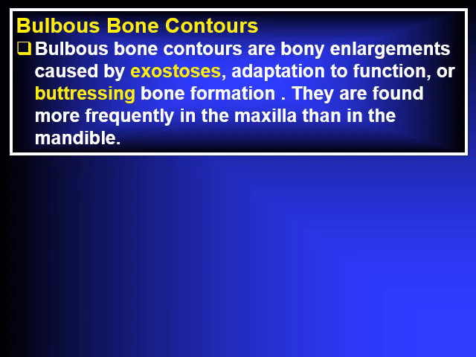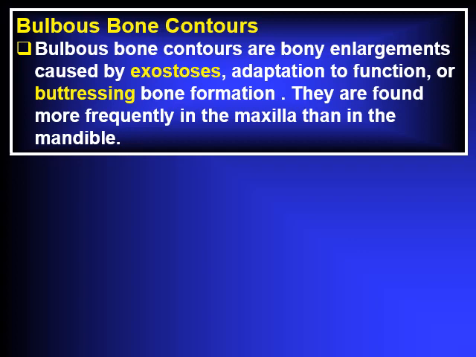Bulbous bone contours. Bulbous bone contours are bony enlargements caused by exostosis, adaptation to function, or what we say buttressing bone formation. I mentioned to you that when bone is resorbed, bone tries to buttress or support itself by the deposition of more bone, so it will cause excessive bone formation, or buttressing bone formation. They are found more frequently in the maxilla than in the mandible.